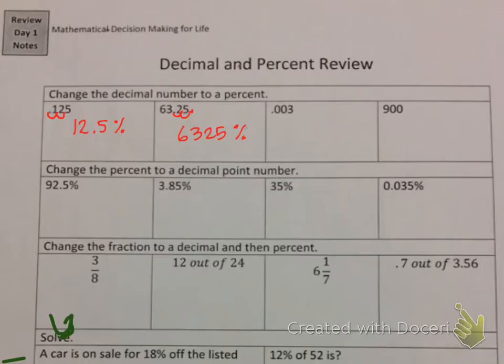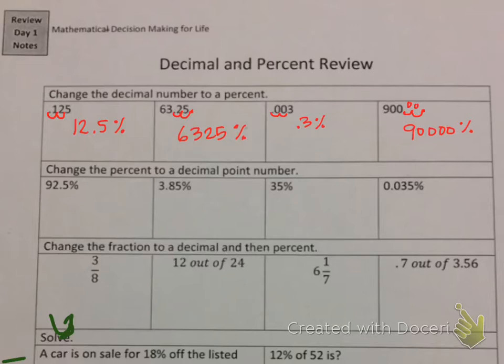Alright, next problem. 2 places to the right gets me 0.3%. And it's okay for it to still be a decimal number even with a percent sign on it. On this one right here, my decimal point's already at the end because it's a whole number, 900. I'd have to move it 2 more places, which means I have to add some extra zeros there. So I would actually have 90,000%, which is a really big number, but that's how we do this.